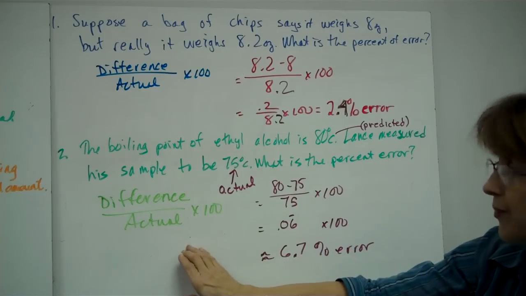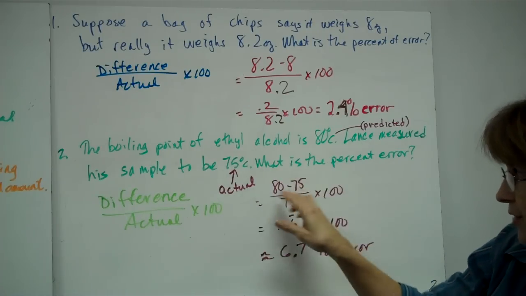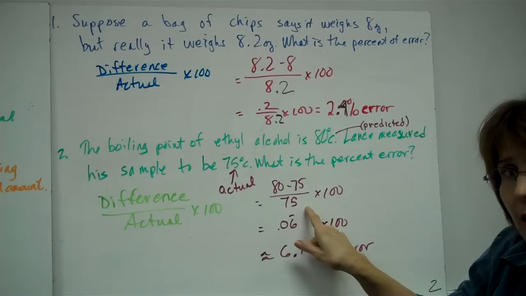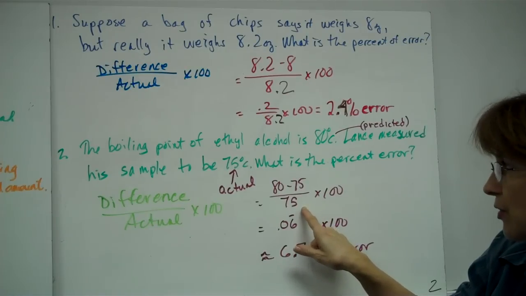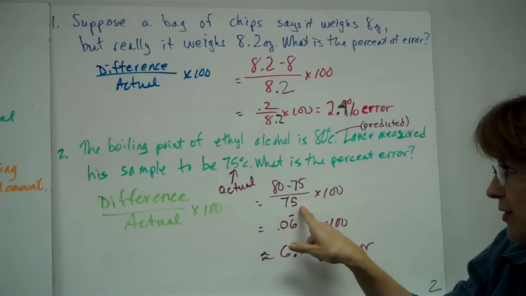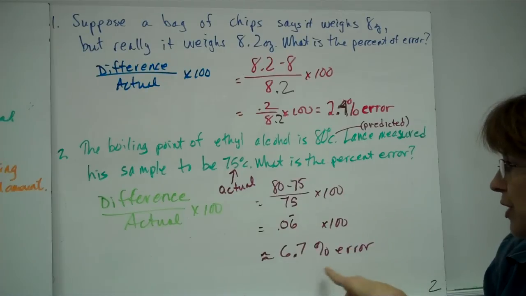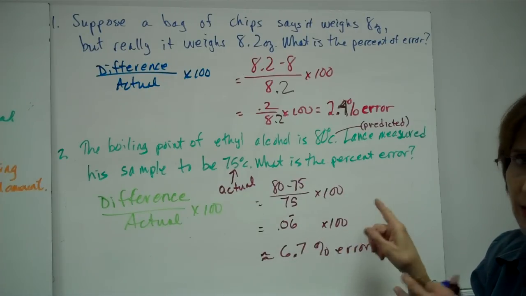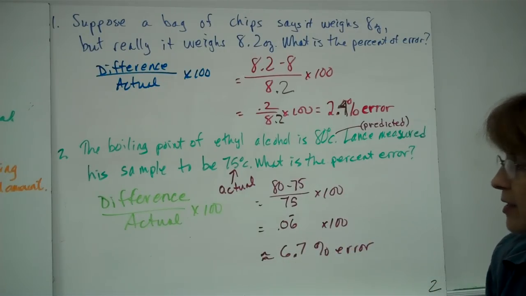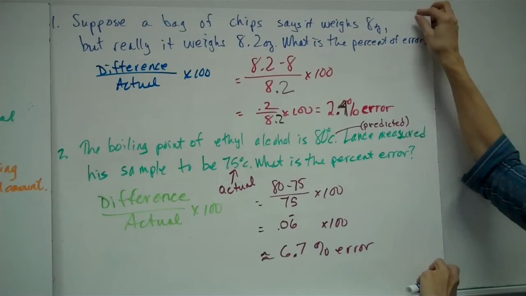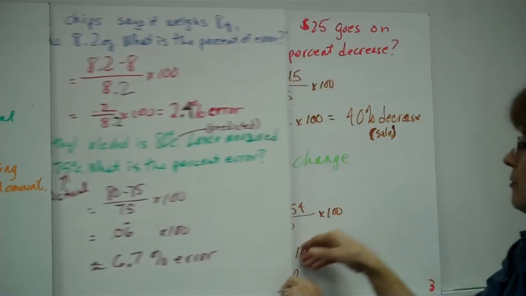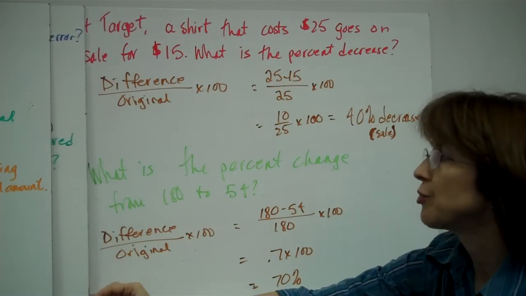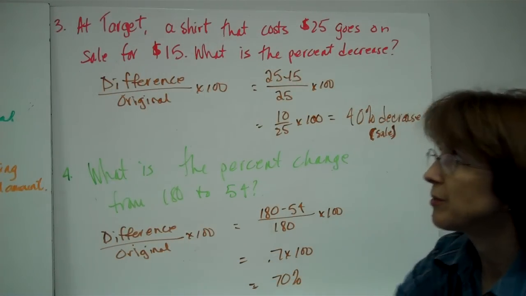Okay, again, the formula. Then you fill in. The difference is easy to find. The trick is what goes on the bottom, and always make sure it's the actual one that goes on the bottom. So in this case, it'd be 75. And then times 100, and when you do it out, it's going to be 0.06666 repeating. So you just round that to 6.7%. Okay? Next one. Now we're going to do percent change problems.